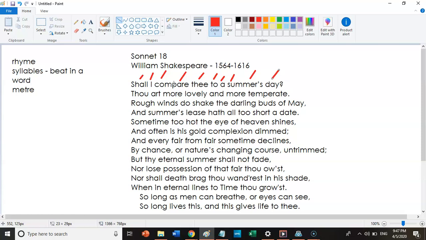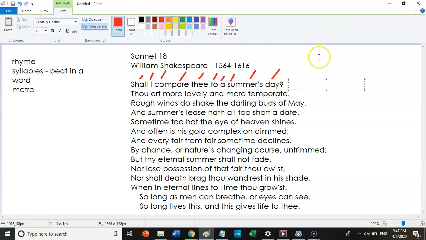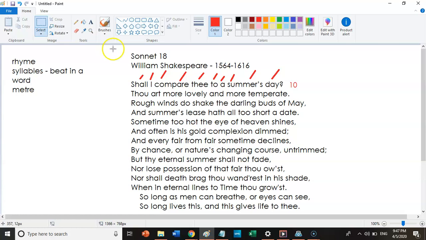But actually, summer's, it's all one sound. There's not an extra beat there. So imagine that you're playing the drums and think, when would you hit your drum for each word? Shall I compare thee to a summer's day? So 1, 2, 3, 4, 5, 6, 7, 8, 9, 10. So then at the end of the line, I'm just going to write 10, because that's how many syllables there are in that line.